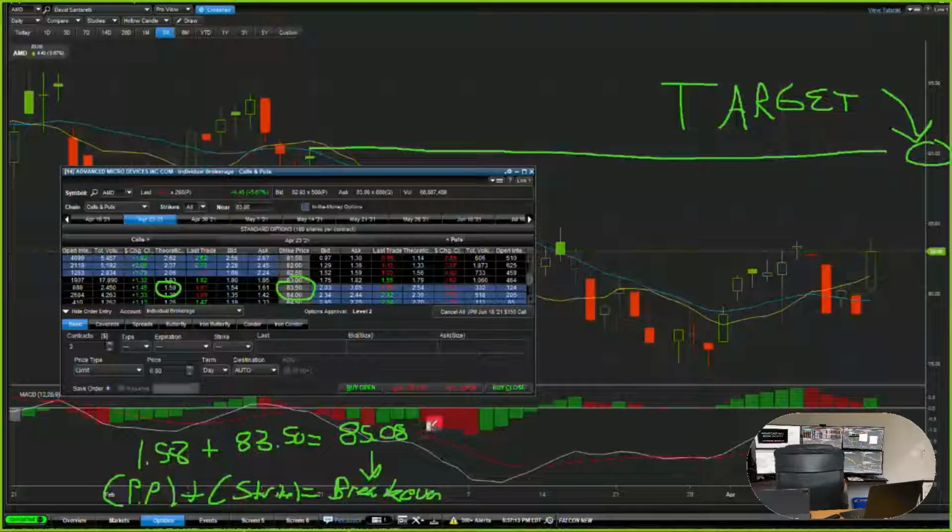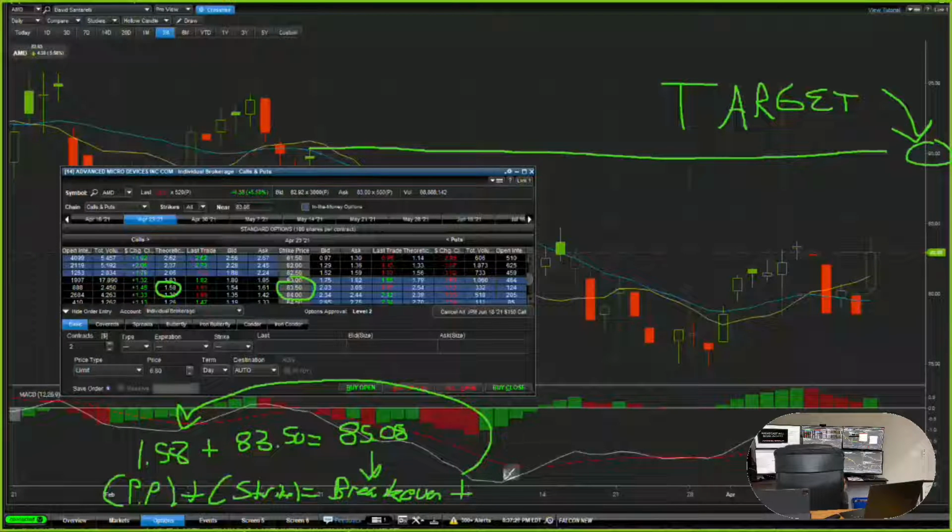Now, for 100% return, it's break even plus premium paid, another $1.58. So break even, 85.08 plus 1.58, so at 86.66, that's where you have a 100% return, right? Now, you have the 83.50 strike call.